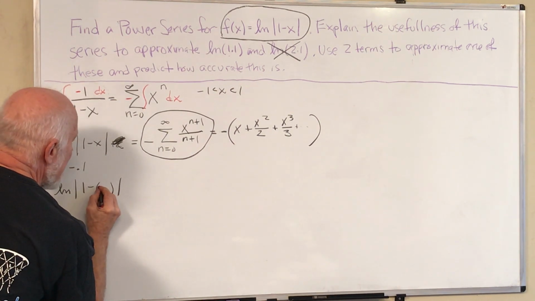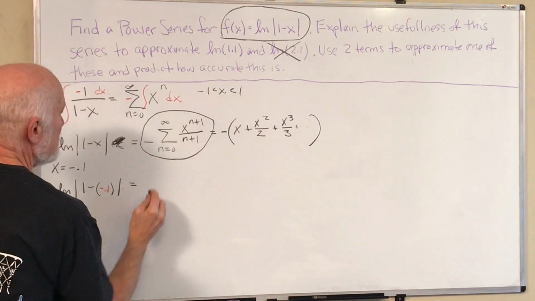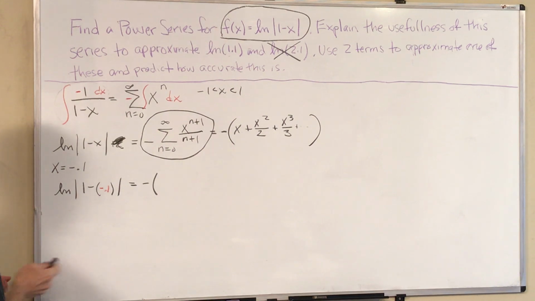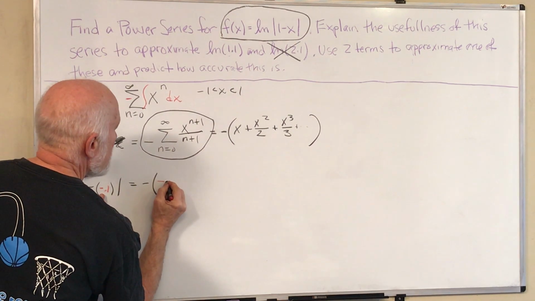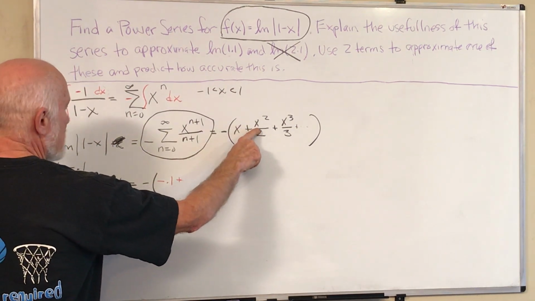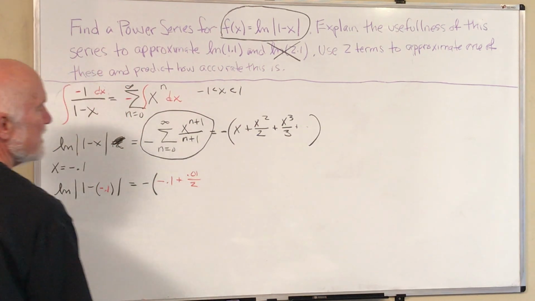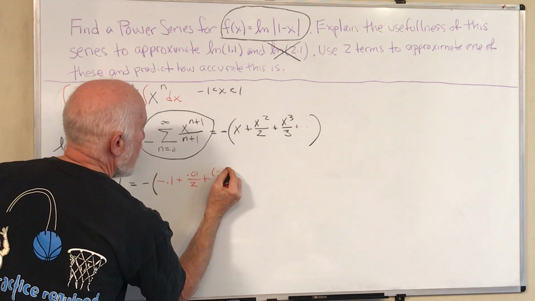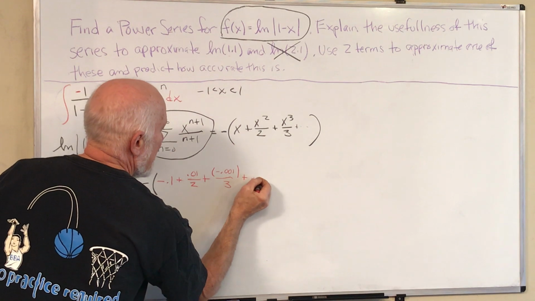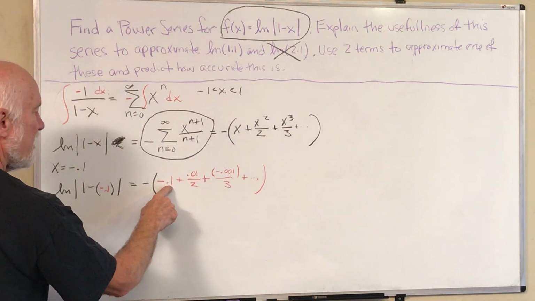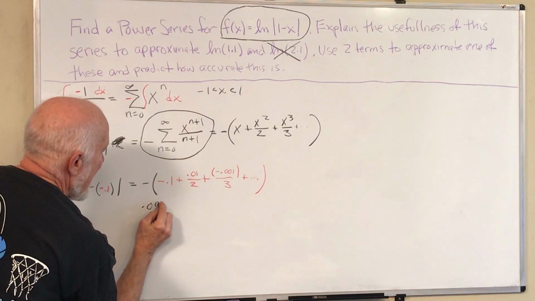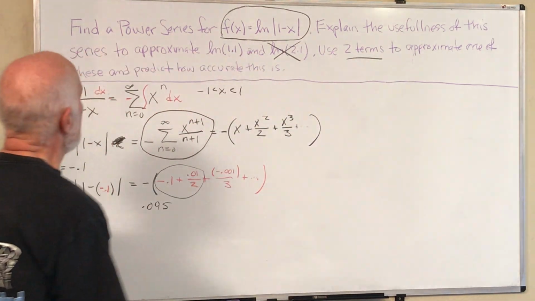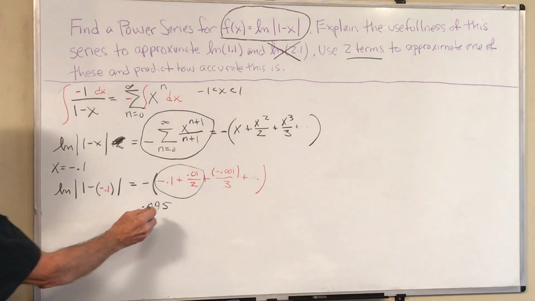So what am I going to do for that? I'm going to plug in -0.1 here, which means I'm going to plug the same thing in over here. And I might as well just do it here. So I get -0.1 plus 0.01 over 2 plus a -0.001 over 3, and then it's going to keep going. So altogether, this becomes 0.095 if I use just the first two terms. And it says to use two terms to approximate that number. So I would have 0.095.